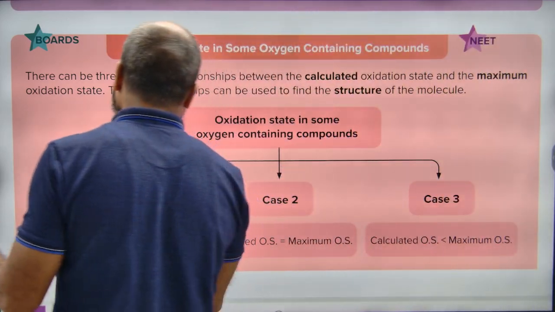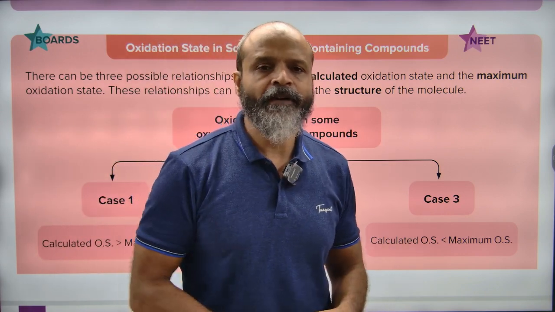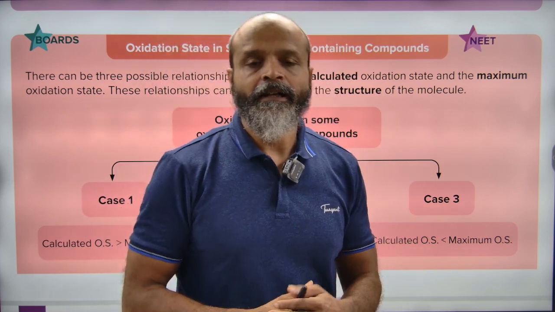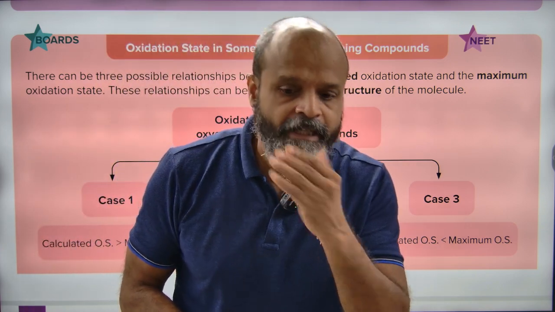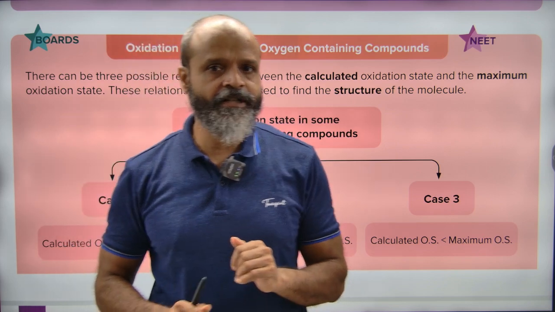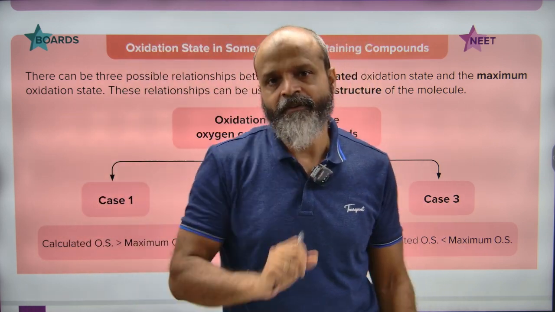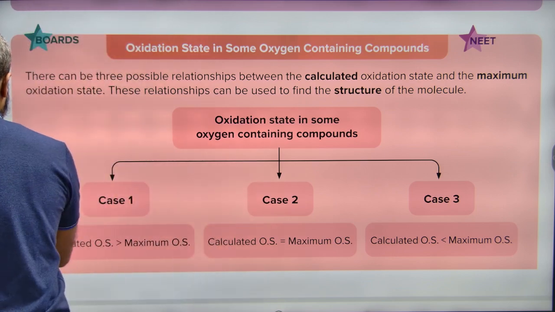Alright, so we were doing oxidation and reduction, and in oxidation and reduction, we were trying to find out what the oxidation numbers and oxidation states are. We had seen that in some compounds, even if we calculate the oxidation state by using that X method, we actually get a difference. We have seen what the maximum oxidation state is.